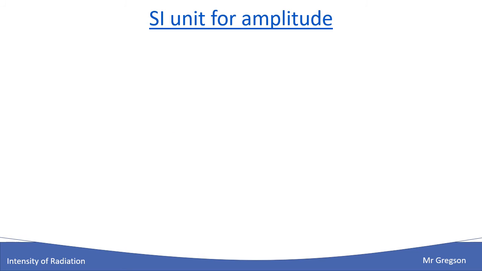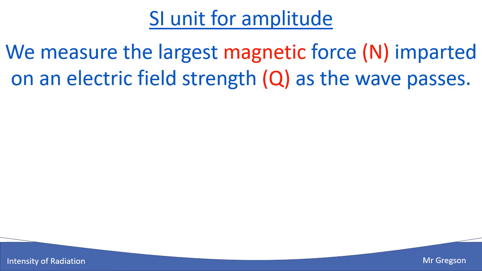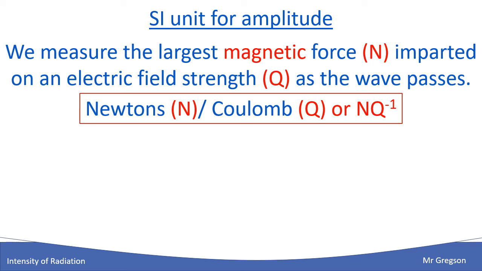Okay, so the SI unit for amplitude, because we talk about intensity and we throw in the word amplitude and people get themselves in a bit of a pickle. So when we're talking about amplitude, we're talking about the largest magnetic force you can generate for a given electric field strength. So those 2 points, those 2 antinodes I was just drawing in the last slide for you. And the unit for it would be newtons per coulomb. Okay, so our electric field strength is measured in coulombs. And our magnetic force is a non-contact force, but it is still measured in newtons.